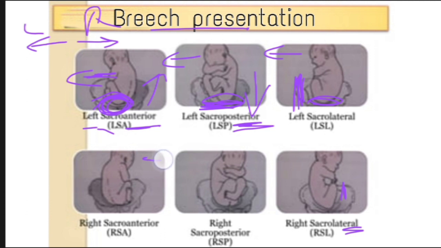Here right sacral anterior position. The baby is facing backwards and it is facing right side. That is right sacral anterior position. Here right sacral posterior position, and here right sacral lateral position. These are the malpositions present in the breech presentation.